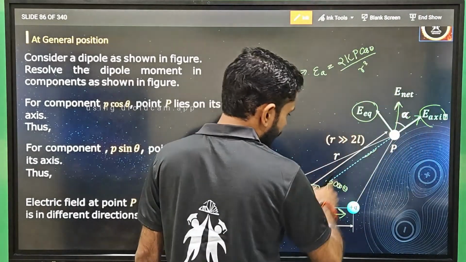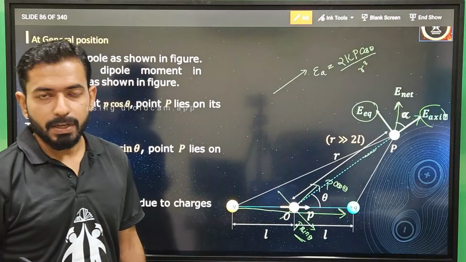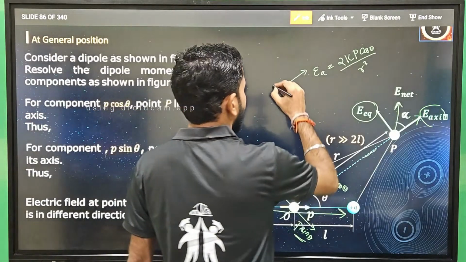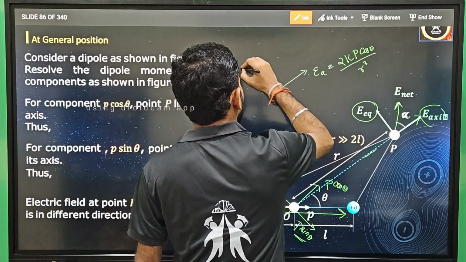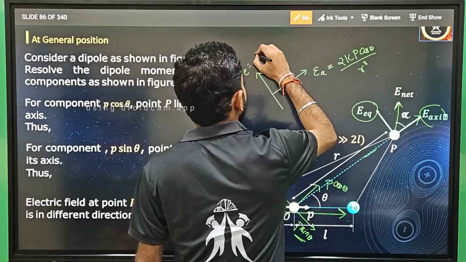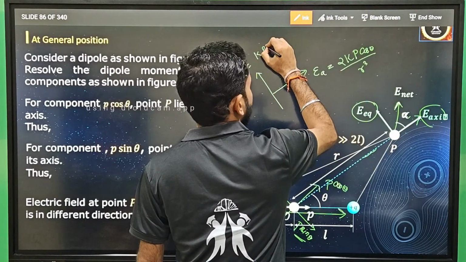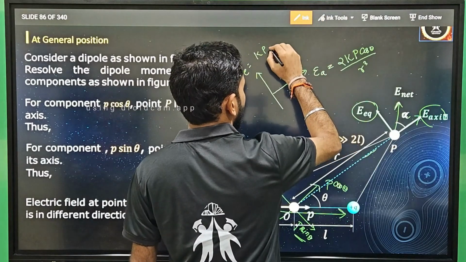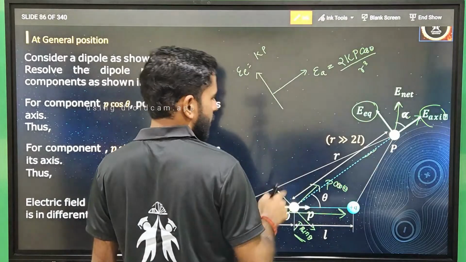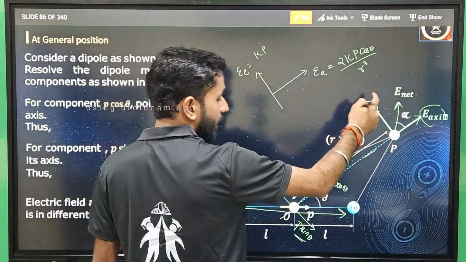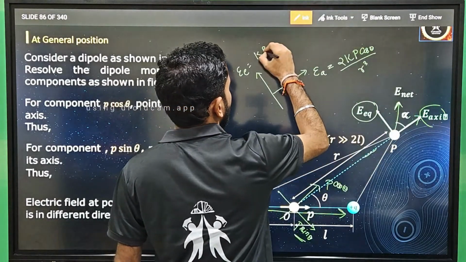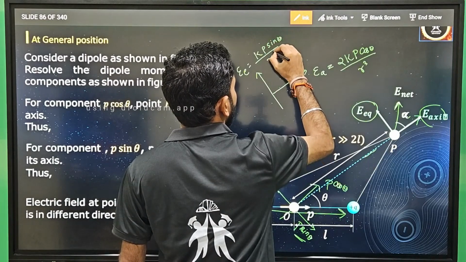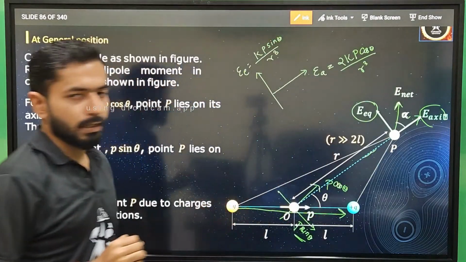Because in the place of p, what are we using? p cos theta. And I will write this as the equatorial component: kp. The formula was kp divided by r cube. This time the direction will be reversed, because this is in this direction, which means the electric field will be in the opposite direction. This will be kp sin theta divided by r cube.